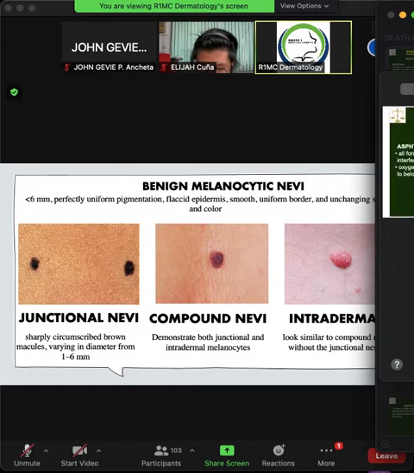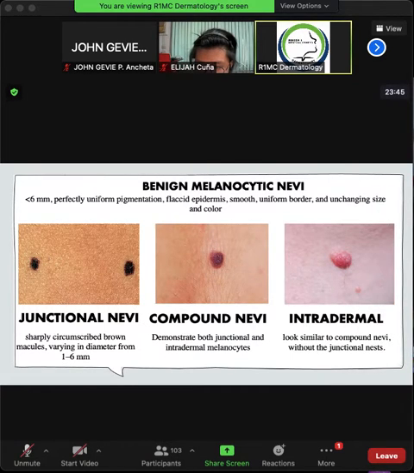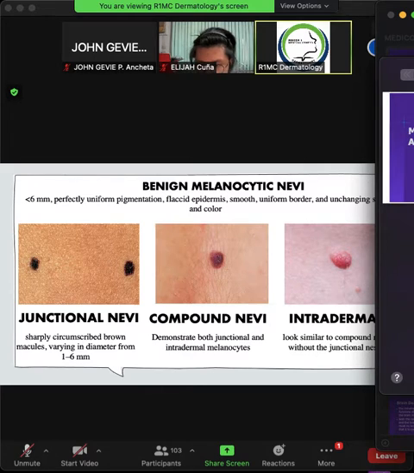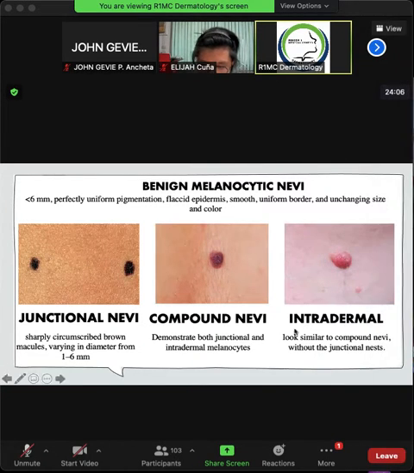So for your junctional nevi, these are usually flat. So we have your sharply circumscribed brown macules, varying in diameter from 1 to 6 millimeters, while your compound nevi actually demonstrate both your junctional and your intradermal features. So for your compound nevi, these are usually elevated lesions, while for your intradermal nevi, these are actually generally smaller than your junctional nevi.